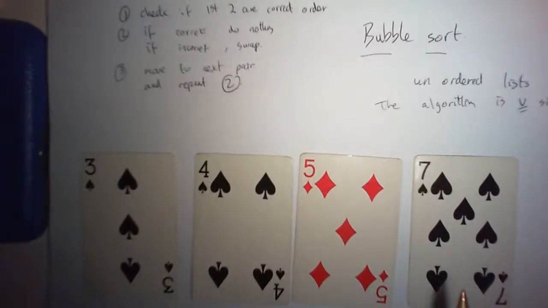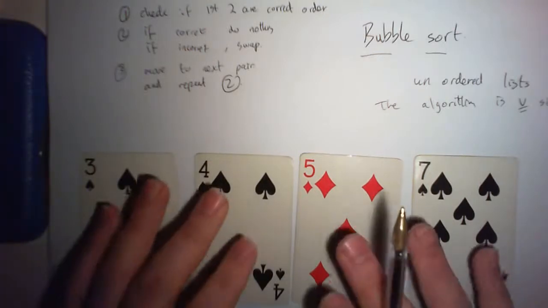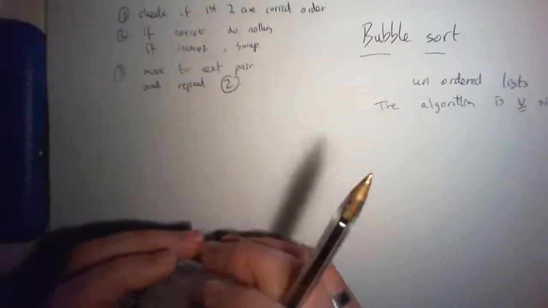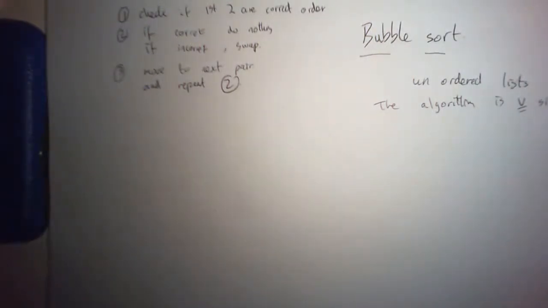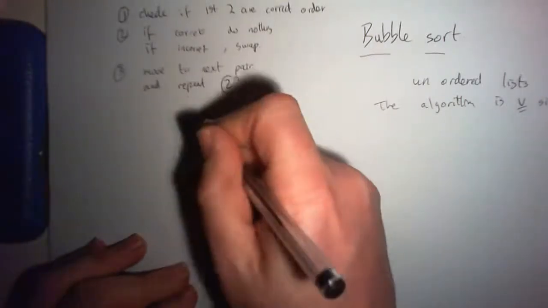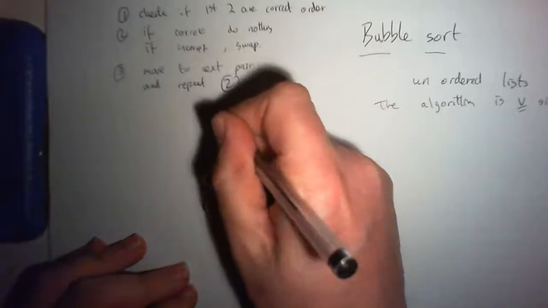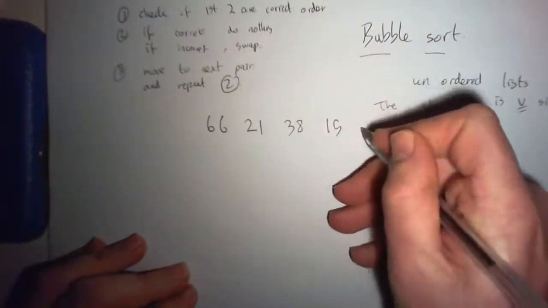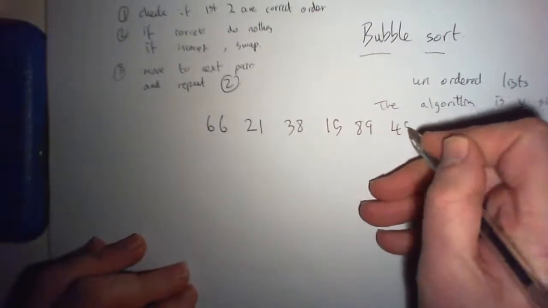Okay. So you can see as you pass through, you could have multiple passes. So I'm going to show you this with numbers, and we'll come back to the cards in a second, because you could be asked to write this down. So we're going to use bubble sort to sort these numbers: 66, 21, 38, 15, 89, and 49.